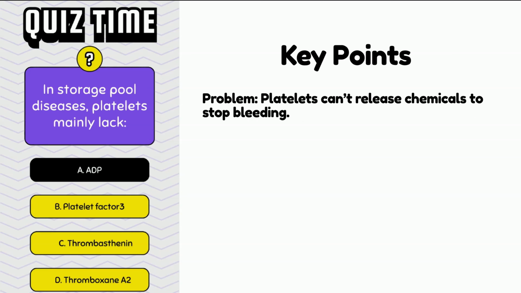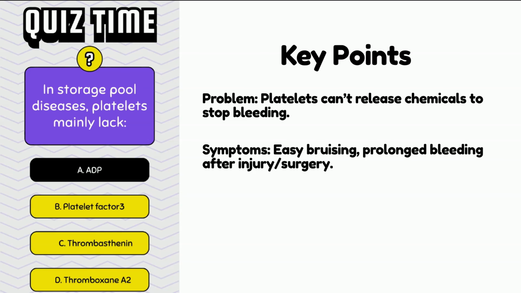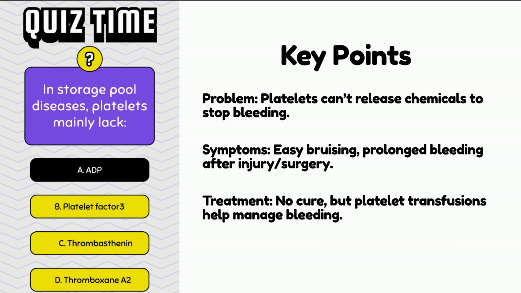Key points. The problem: platelets can't release the chemicals they need to stop bleeding. The cause: issues with platelet granules or storage containers inside platelets. Symptoms: easy bruising, excessive bleeding, long bleeding times, especially after injury or surgery. Treatment: there is no cure at this point, but platelet transfusions or other treatments can help manage bleeding.